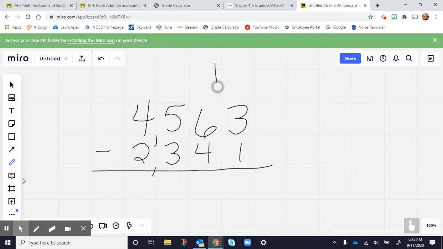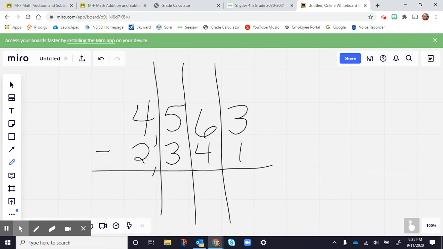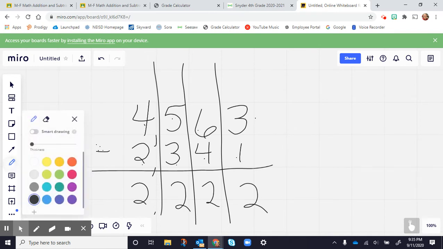Again, if it helps you to put those lines to separate the place value columns, go ahead. 3 minus 1 is 2. 6 minus 4 is 2. 5 minus 3 is 2. And 4 minus 2 is 2. Oh, 2,222. It's a fun answer.